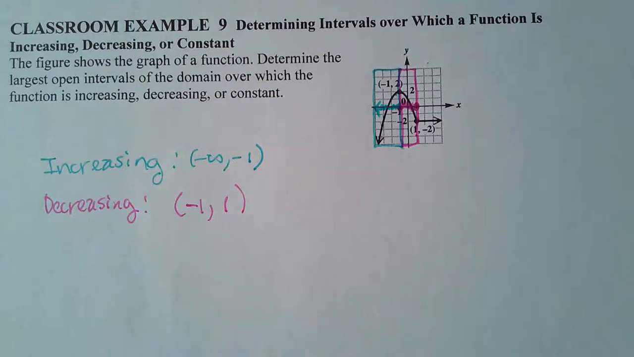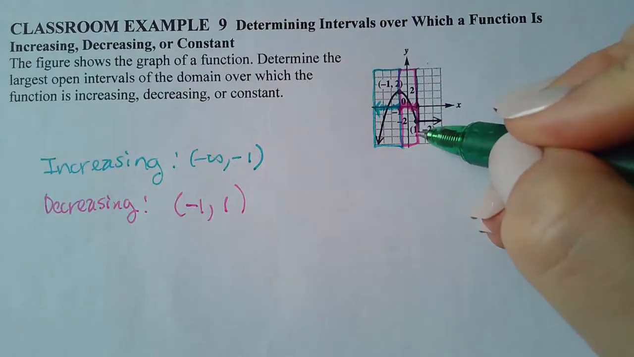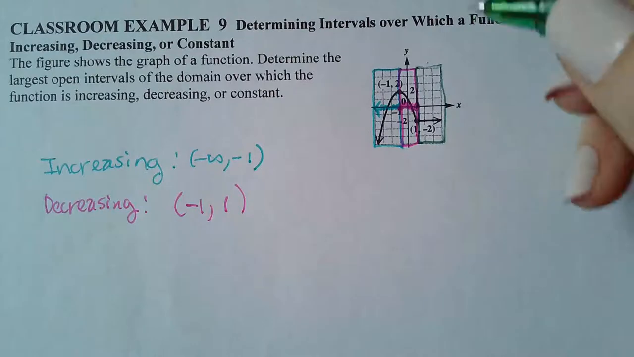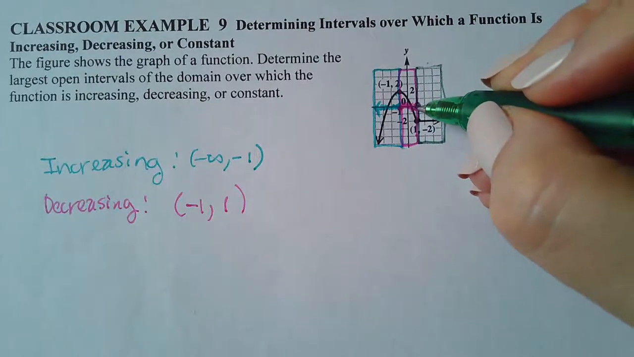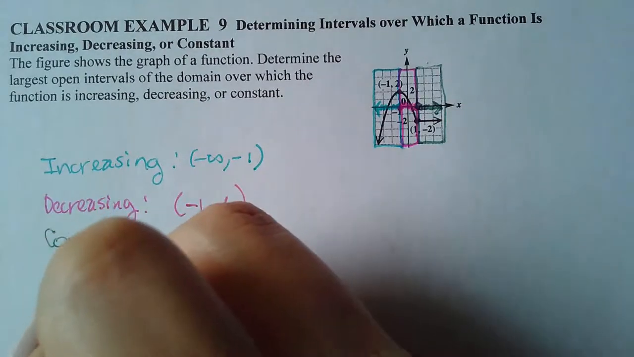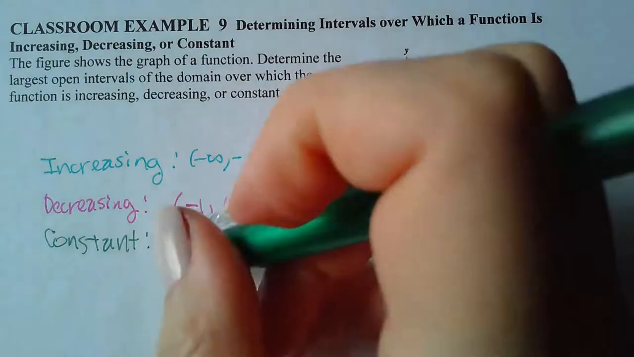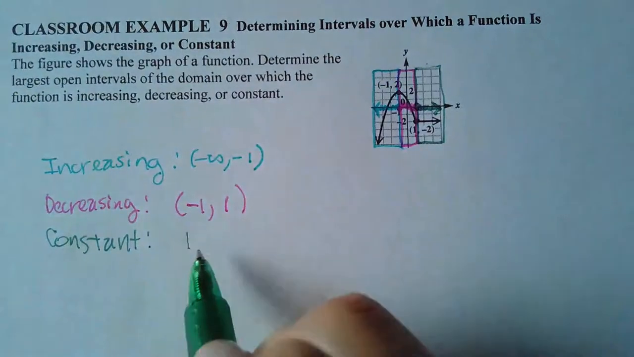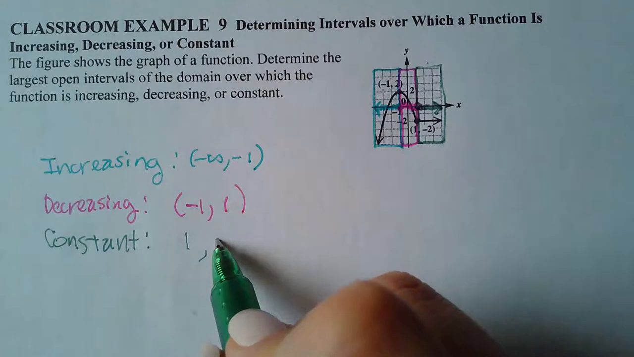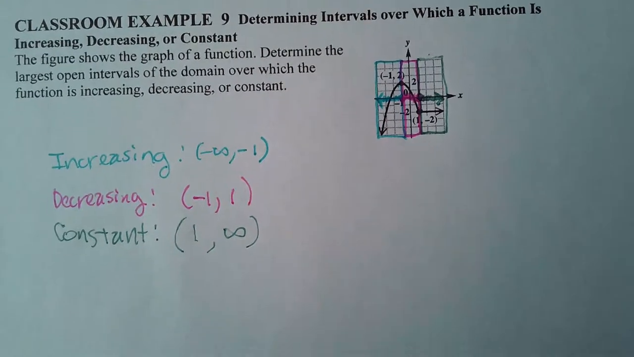Now we're going to go to the last section. So from this spot on, it's constant, which means in this piece of the graph, if I transpose that onto the x-axis, I get this point here, and then a bunch of points, and then that arrow. So where is it constant? It is constant from that x value, which was positive 1, to the arrow going to the right forever, which is infinity. And then you have to use parentheses on this. So that's what we get for our intervals of increasing, decreasing, and constant for this particular problem.